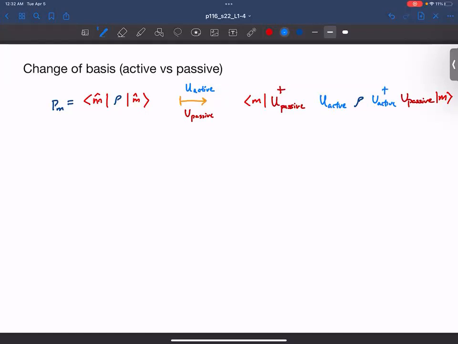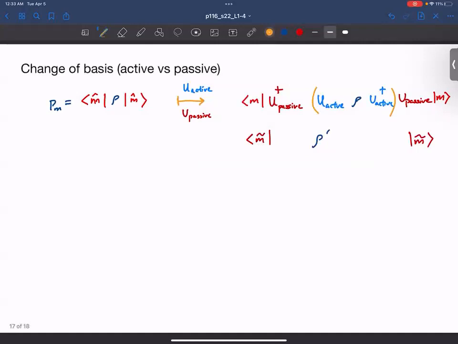Okay. So the active transformation, this is a transformation where you actually act on the quantum state. So we'll put U active. It is an active rotation of our quantum state. And the passive rotation, you can think of this as just rotating the bases, on both the left and the right. So what's happening there? Then we can just have some M tilde, which is some new basis that it's been transformed into. And then we have some rho prime as the outcome of doing this active rotation.